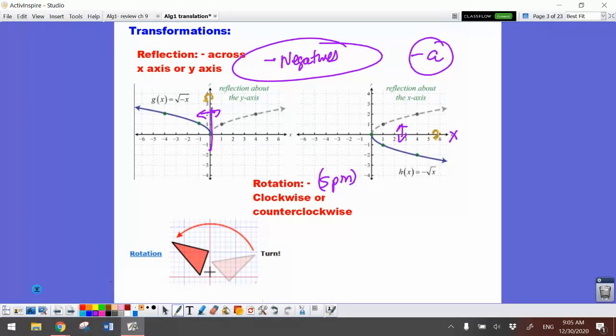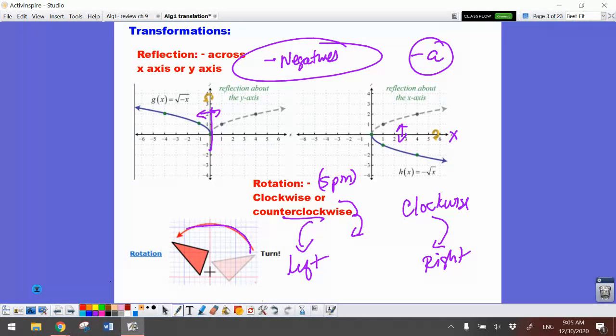Now we also have rotation, which is spinning. And that one you're going to talk about clockwise or counterclockwise. Clockwise means I'm going to turn to the right, and counterclockwise means I'm going to go to the left. So this one, since I'm going to the left, is counterclockwise. And again, this one is not used very much in algebra, but it will be used a lot in geometry.